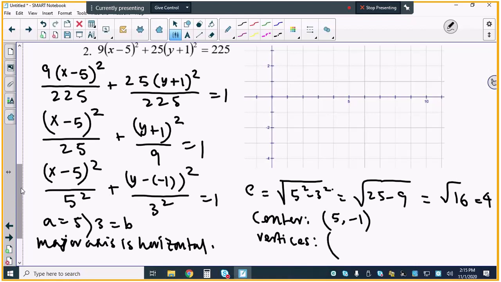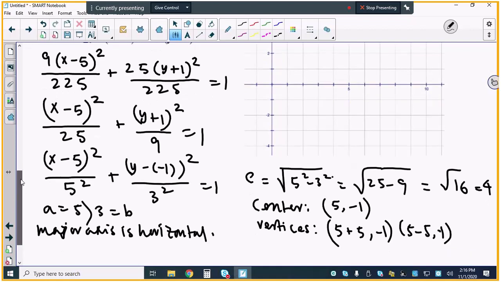I will say h, which is 5, plus a, which is 4. So 9, negative 1. And h minus a, which is 5 minus, I'm so sorry, I'm using a, so h is 5 and a is also 5, so it's 5 plus 5 comma k and 5 minus 5 comma k. So that tells me the two vertices are (10, -1) and (0, -1).